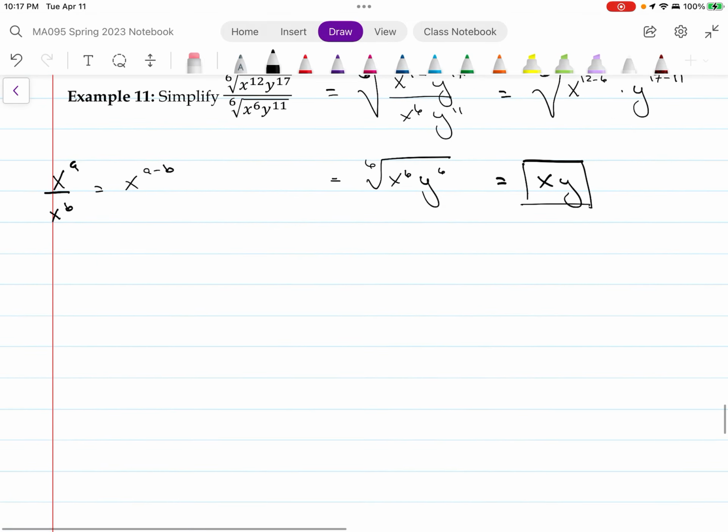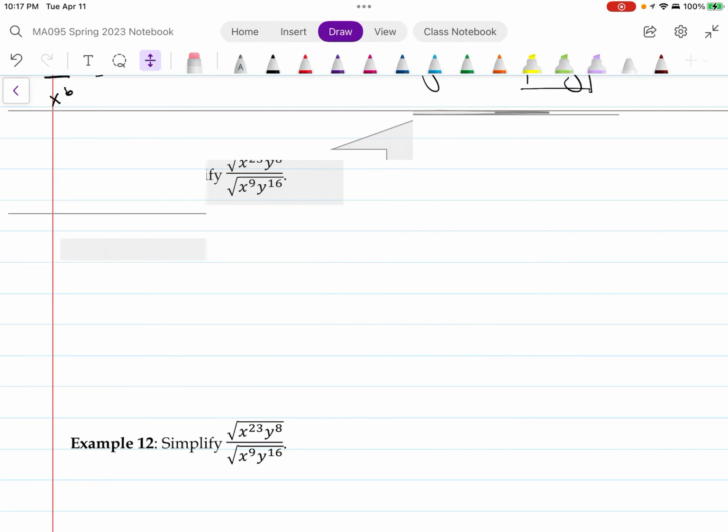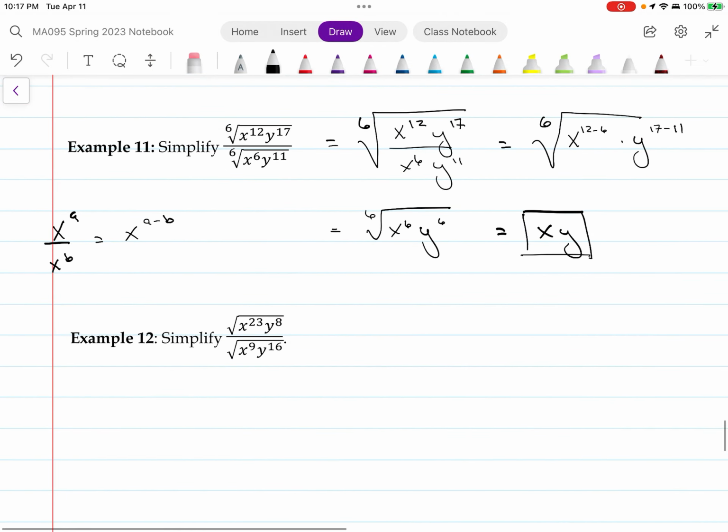Okay, let's try this one. So very, very similar, except this one is square root. So definitely try this one. Pause the video, give it a try.